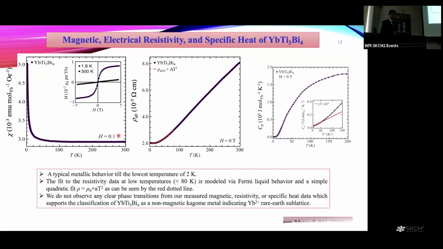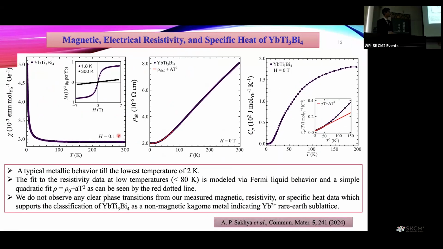And these are just the transport measurements where till the lowest temperature also, we could not find any signs of magnetic transition. So this material is non-magnetic.